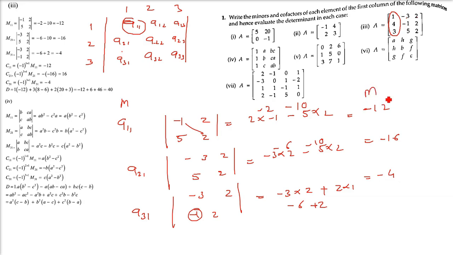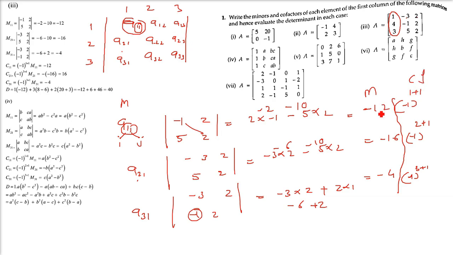These are the minors. In order to find out the cofactor, we have to take the row and column numbers, add them and raise -1 to that power. That is the thing you have to do. So -1 to the power i plus j: -1 to the power 1 plus 1, here -1 to the power 2 plus 1, and -1 to the power 3 plus 1. Only one sign will change.